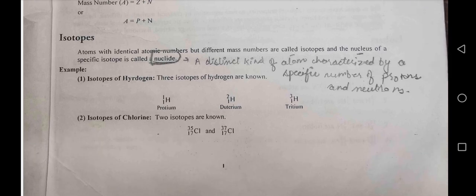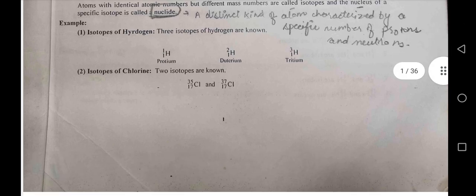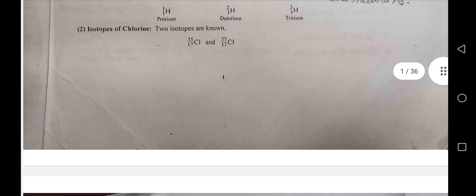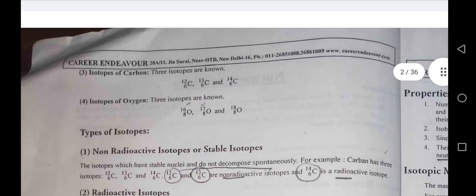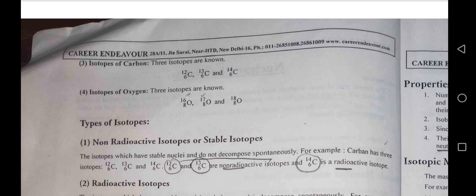Isotope. Atoms with identical atomic number but different mass number are called isotopes, and the nucleus of a specific isotope is called a nuclide. Example, isotopes of hydrogen: 3 isotopes of hydrogen are known as protium, deuterium, tritium. Isotopes of chlorine: 2 isotopes are known, 17Cl35 and 17Cl37.